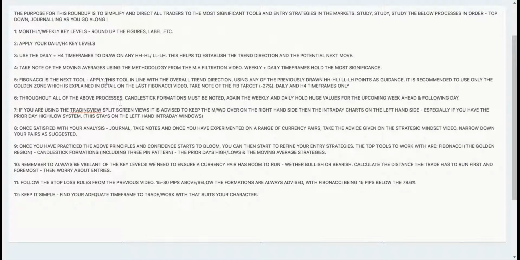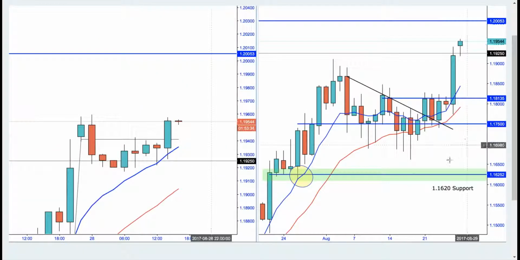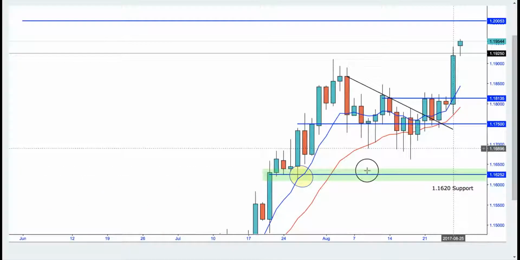Fibonacci is the next tool. Applying this tool in line with the overall trend direction, using any of the previously drawn higher highs, higher lows, lower high points as guidance. It is recommended to use only the golden zone, which is explained in detail in the last Fibonacci video, which I've done recently, guys, and I've gone over this on recent webinars too. Take note of the fib target. There's just one. I'm going to be using the -27 now, and I'm using it on the daily and the 4-hour time frames only.